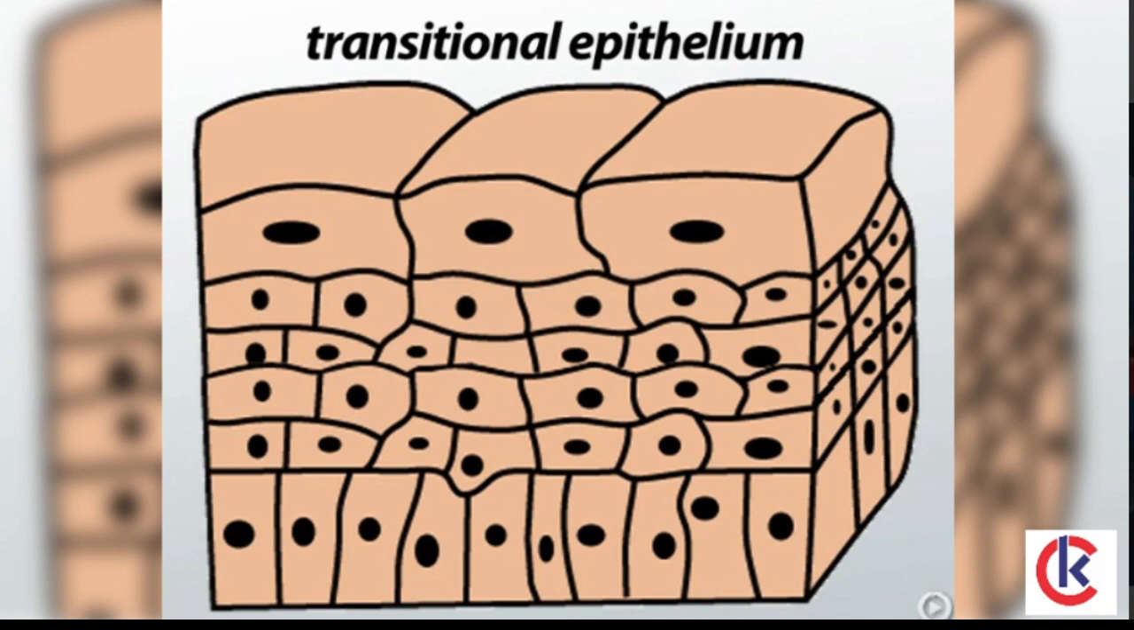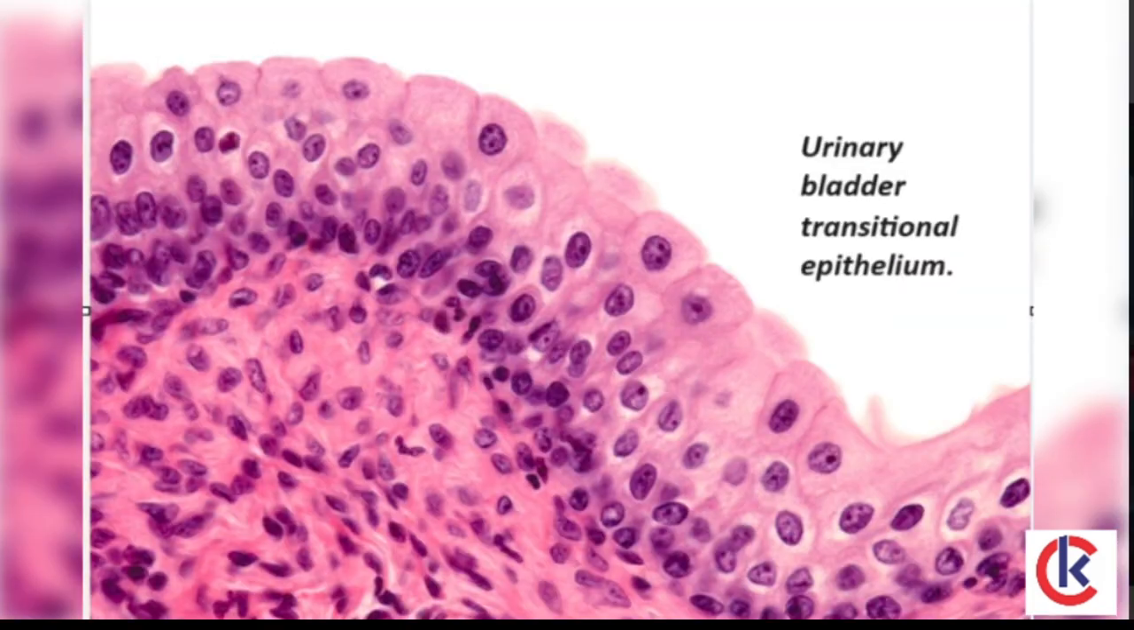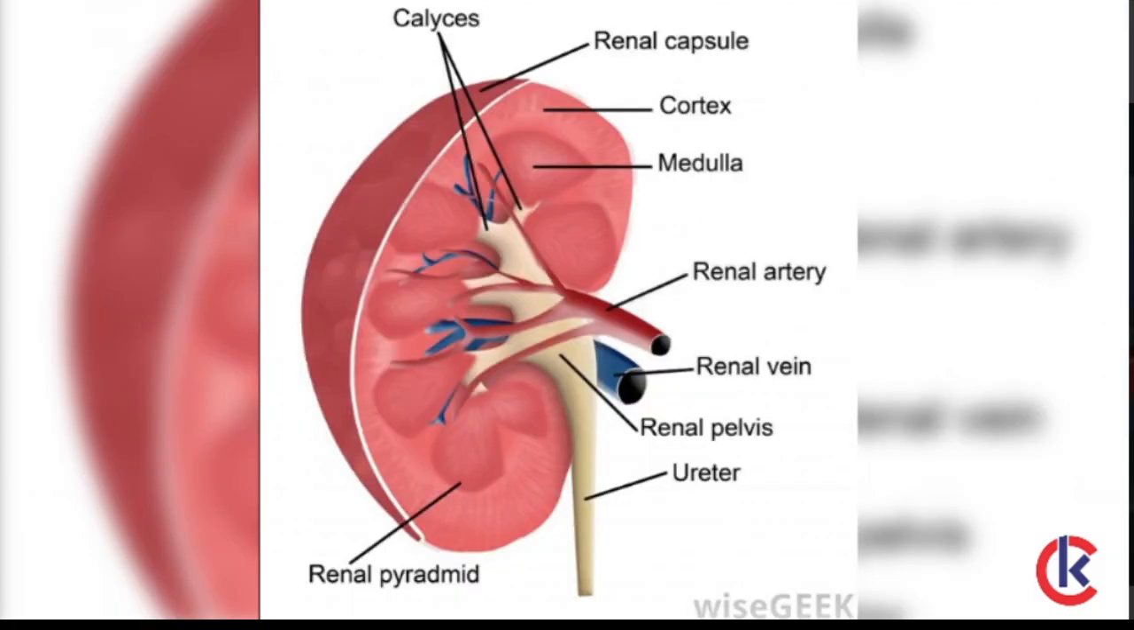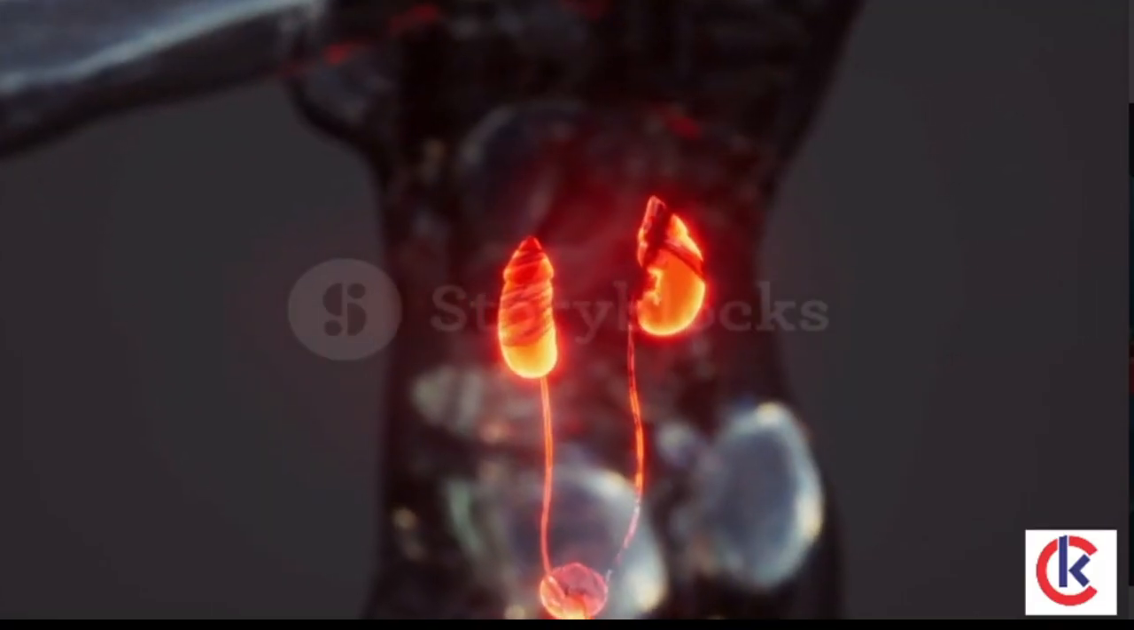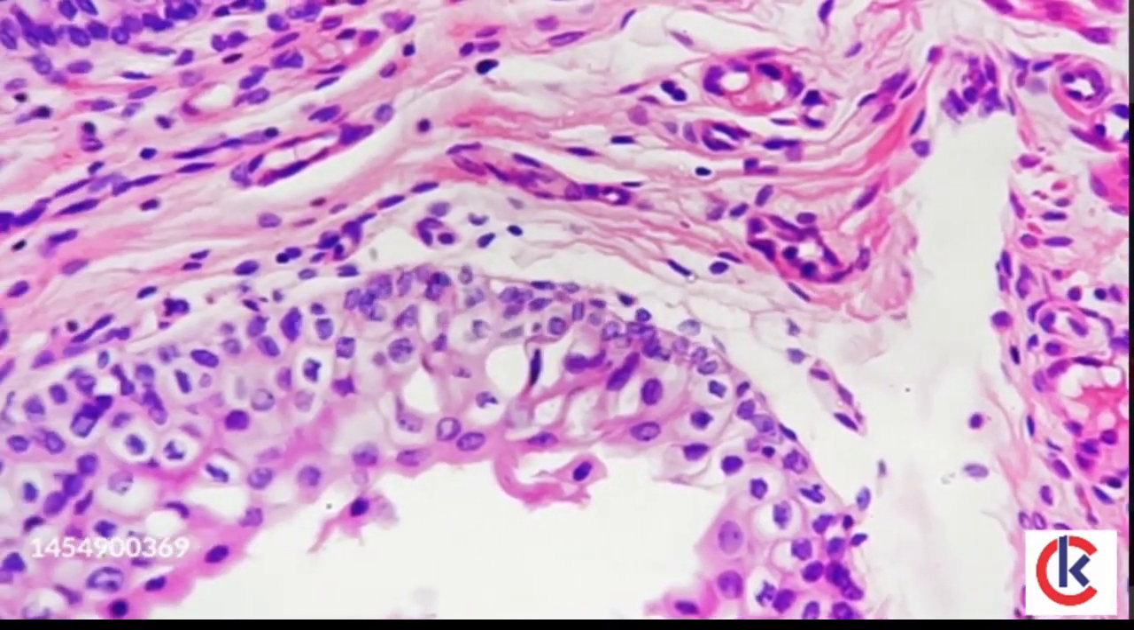In this epithelium, the basement membrane becomes invisible during stretching. 4-6 layers of cells are present. These different shapes of cells appear only in the resting stage. When this tissue is stretched, all the cells become flattened. Cells are interconnected by interdigitation. Stretchable and waterproof. Occurrence: renal pelvis, ureter, urinary bladder, proximal part of male urethra.